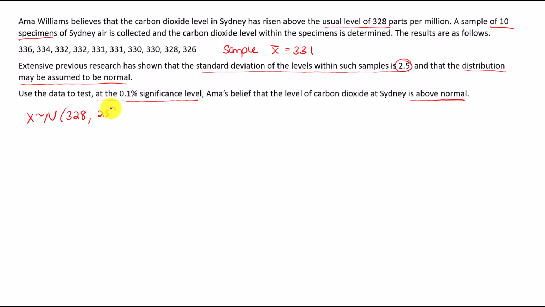So it'd be 2.5 squared over the sample size of 10. And then this is for the means here. Okay, so the sample distribution of the means of the sample sizes would look like this. Okay, now we know we have a 0.1% significance, so that's going to be important in a second.